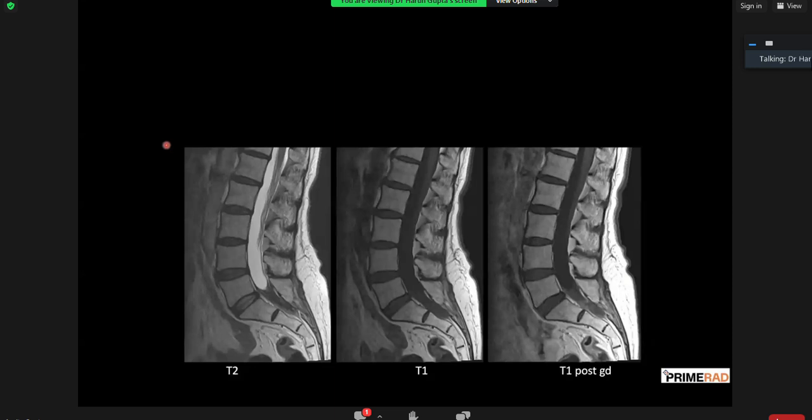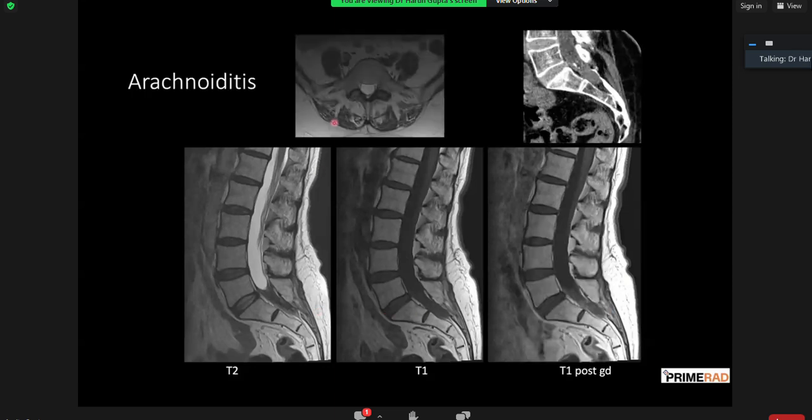Now, this one is another thing. I'm sure it's common in different countries. So what we see is central canal is wide. There is no significant abnormality. If you look at the first read, the spine looks pretty much normal. But if you look carefully, there is too much low signal change here.